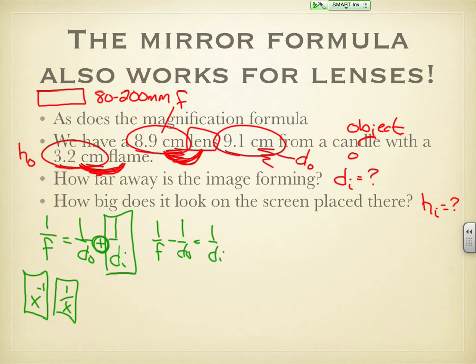Now, how many 1 overs do I have? I have 3. So how many times am I going to have to use this button? 3 times. So I'm first going to put the f number, which is 8.9, and then I'm going to hit the x to the minus 1 button. Then I'm going to minus the do, which was 9.1, and I'm going to hit the x to the minus 1 button. Then I'm going to hit equals, and that's going to give me 1 over di, but I don't want 1 over di, I want di, so I'm going to have to 1 over x the answer. So after I hit equals, I'm going to hit x to the minus 1 a third time.